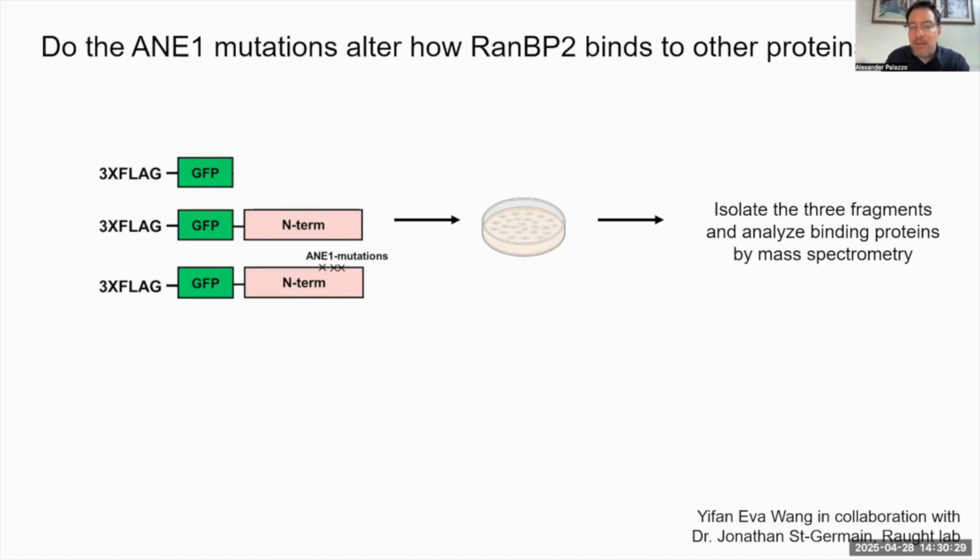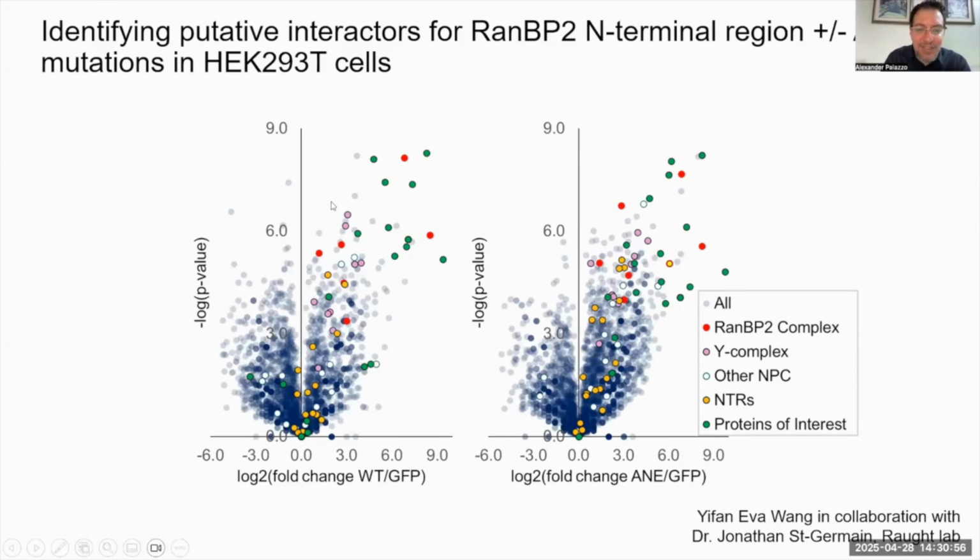So the idea is that RanBP2 is associating with other critical functional molecules in the cell, and perhaps these ANE mutations alter those protein-protein interactions. Typically, RanBP2 will associate with RNAs and other proteins, but here we're more interested in the proteins. Okay, so we did mass spectrometry. Now I'm going to show you some very complicated graphs. Don't worry, all will be explained. So this is just looking for proteins that associate either with the wild type RanBP2 fragment or the mutant fragment. And this is just comparing them to a control precipitate.